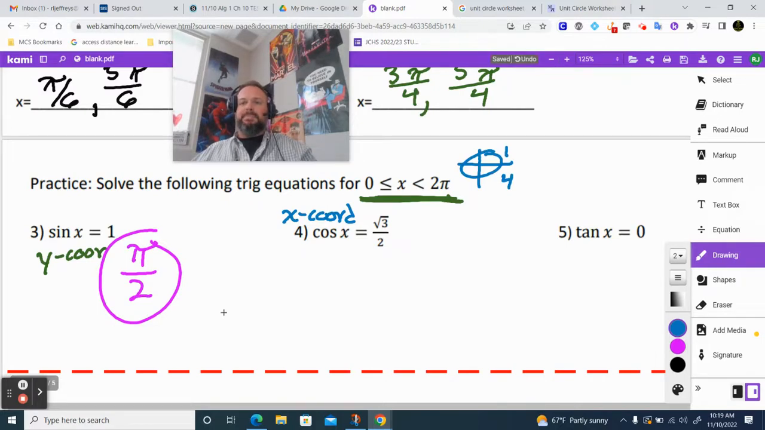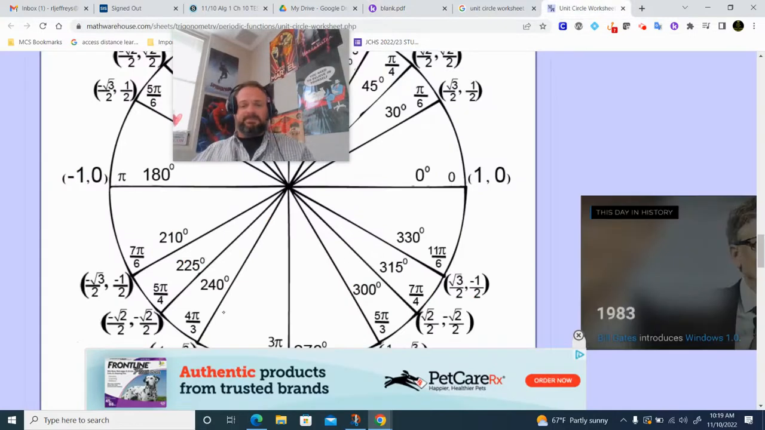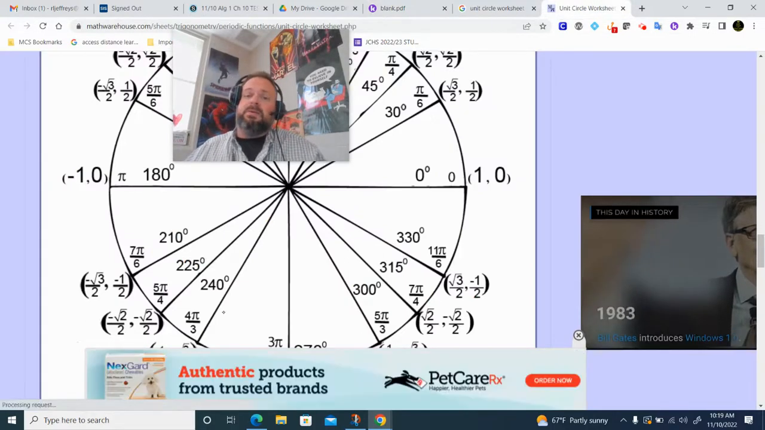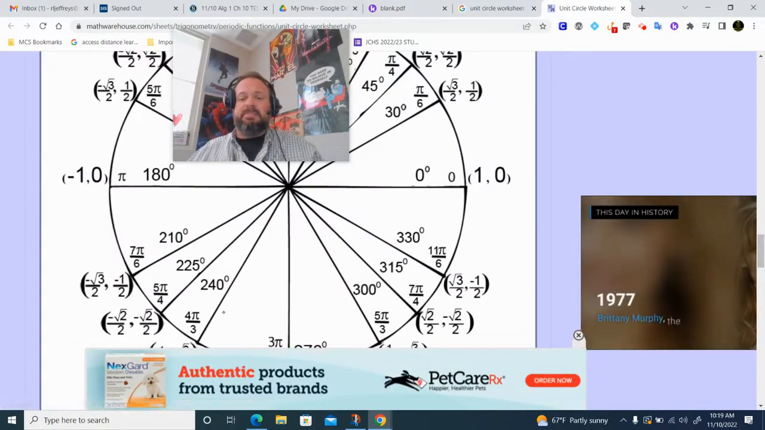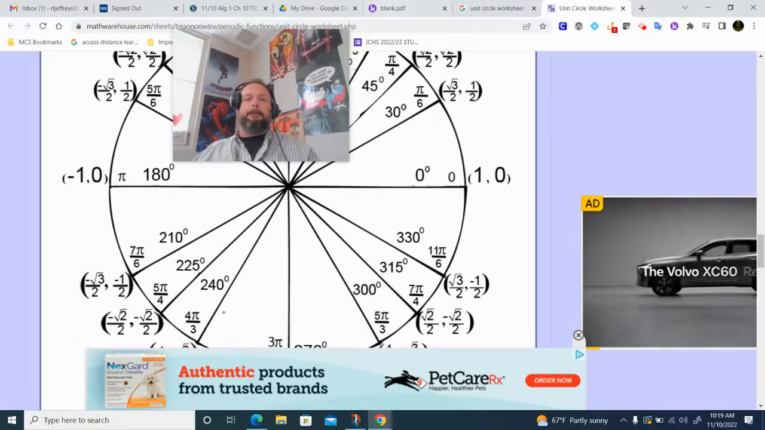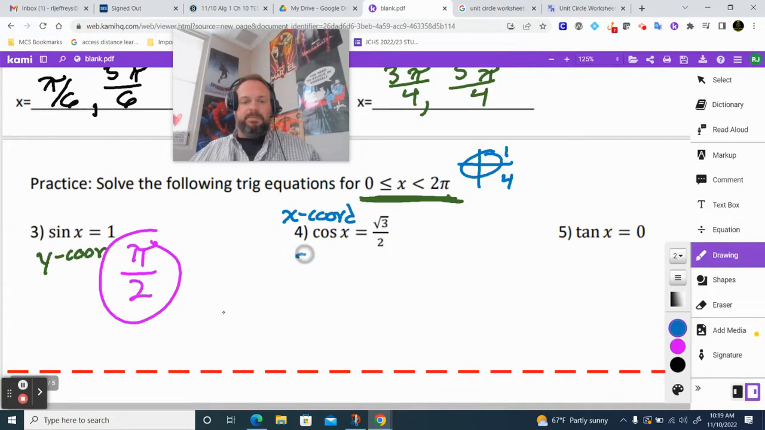All right. So if you don't have it memorized, well, oh, look, this is pi over 6 and 11 pi over 6. So pi over 6. And what did I say? 11 pi over 6? Yeah.